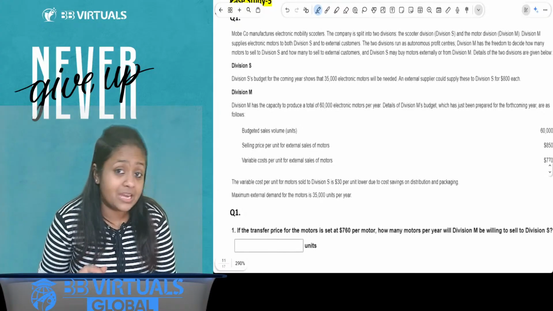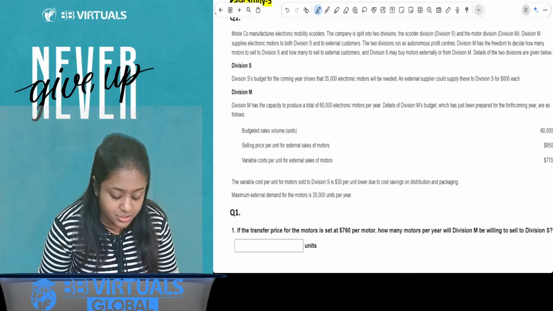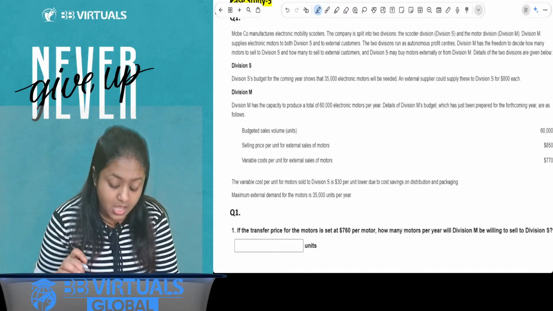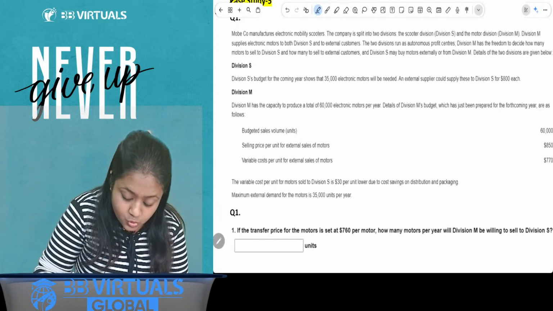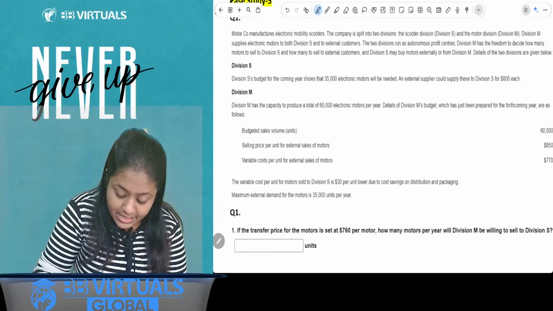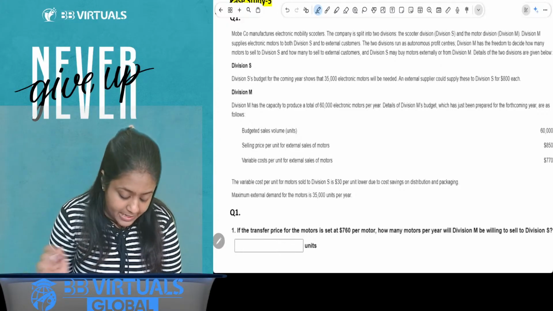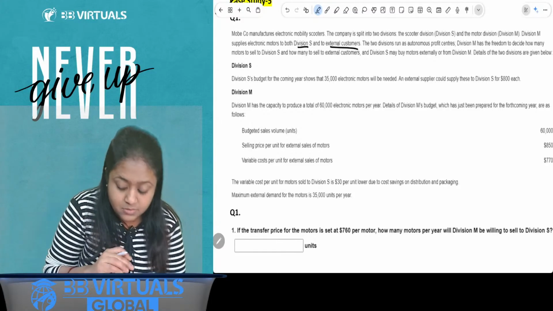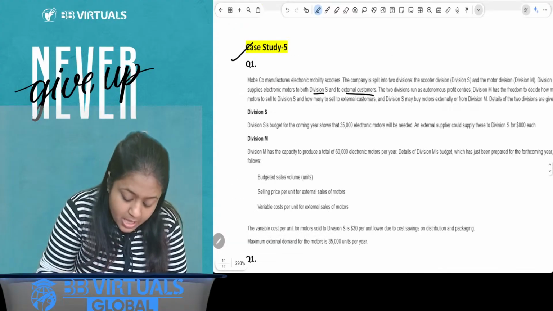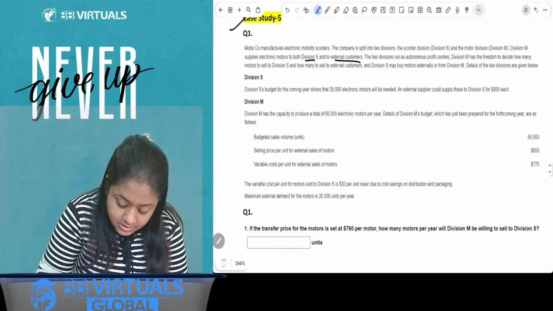Okay, this is a very interesting question on transfer pricing. Mob company manufactures electronic mobility scooters. The company is split into 2 divisions, the scooter division, Division S, and the motor division, Division M. Division M supplies electronic motors to both Division S and to external customers. So it is supplying to both. The 2 divisions run as autonomous profit centers.